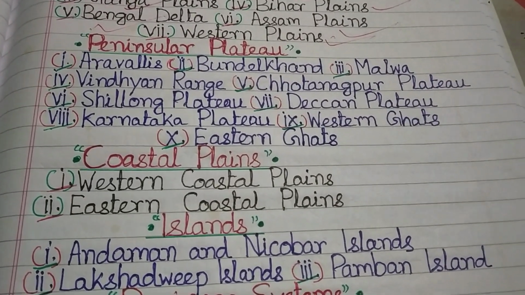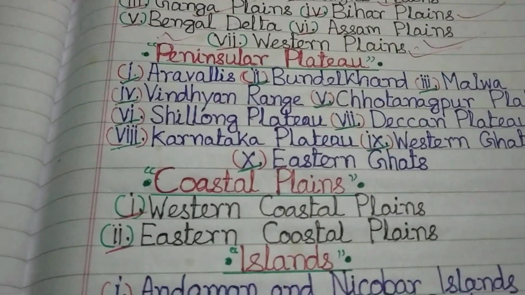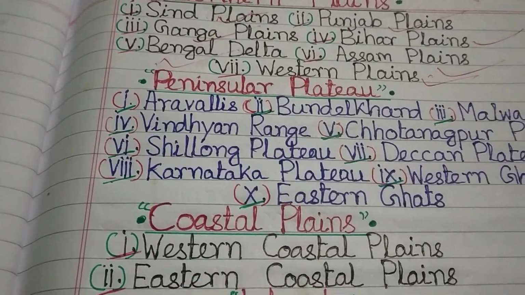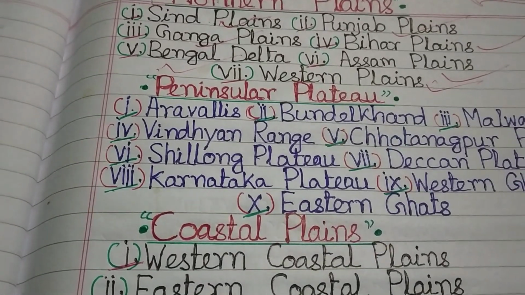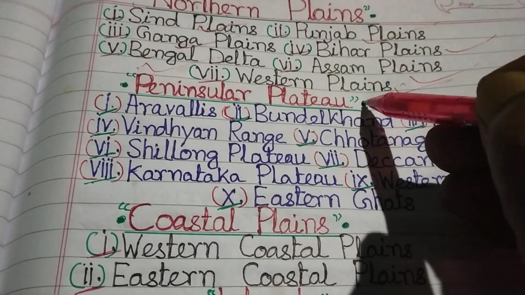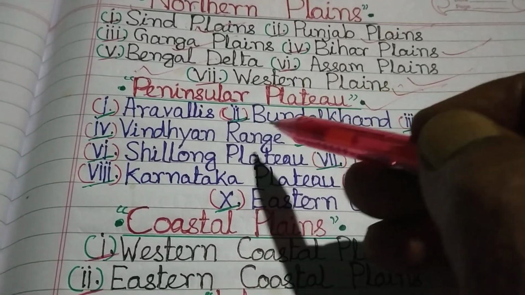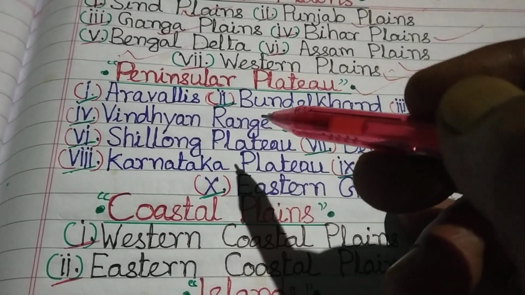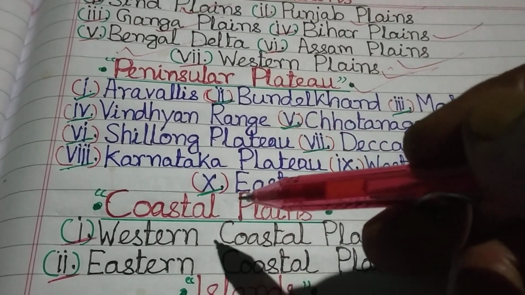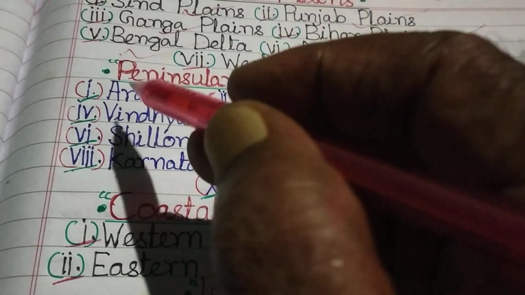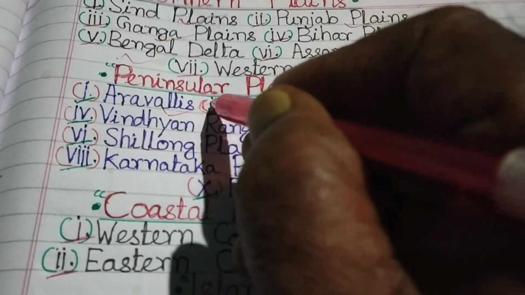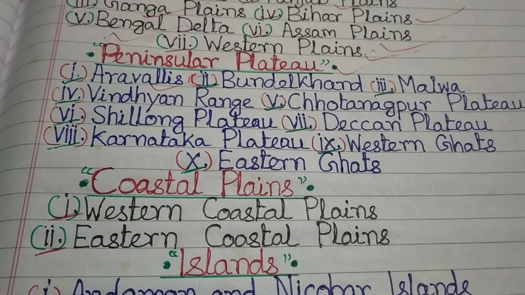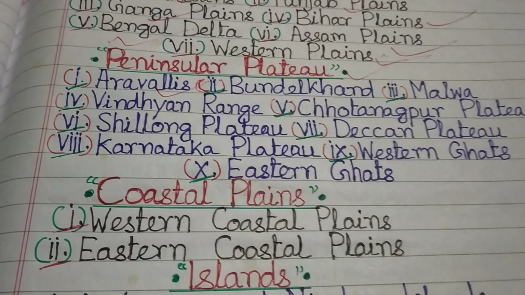And now we'll go to another portion of India's physical geography, and that is relating to the Peninsular Plateau. The Peninsular Plateau is also divided into 10 different parts, of which the first one is the Aravallis.